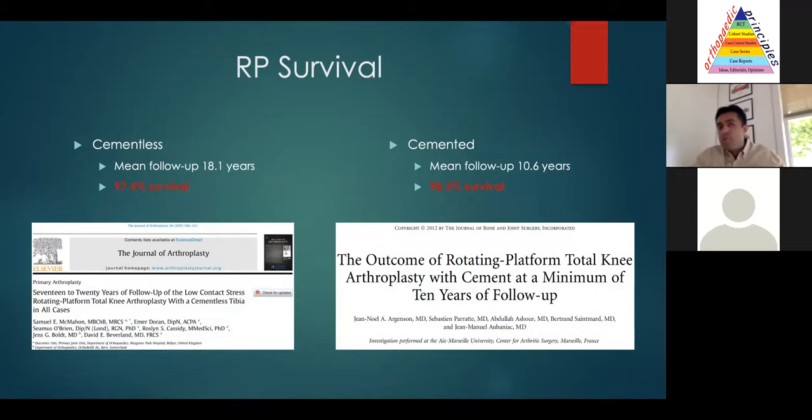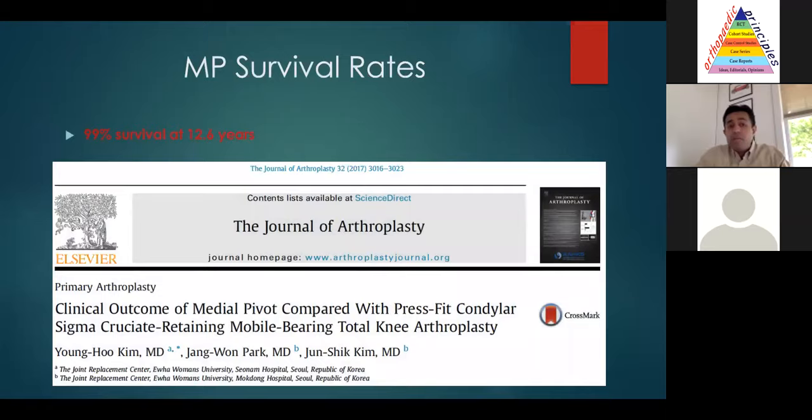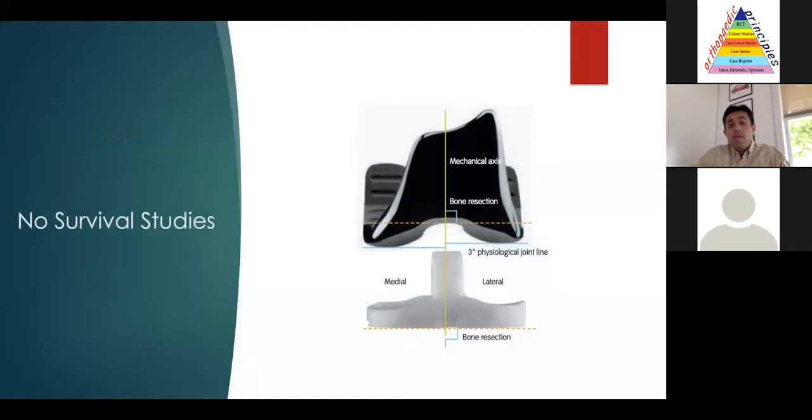In terms of rotating platform implants, again, at follow-up between 10 years and 20 years, the survival is excellent, 97, 98% survival, and it's equivalent to a kinematically aligned knee. In terms of a medial pivot design, at midterm follow-up, again, the survival is excellent. So excellent design. There are no survival studies to date of an asymmetric design. And we are beginning to use this design more and more, especially to restore the constitutional varus. But there seems to be no survival study yet. So data is still pending.